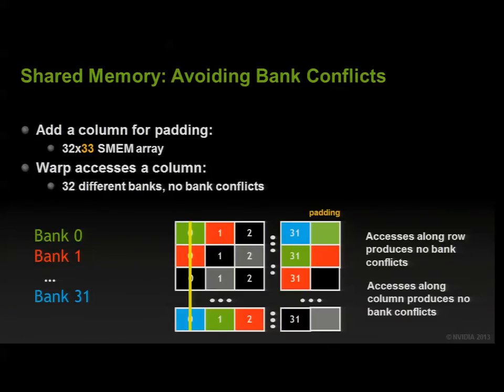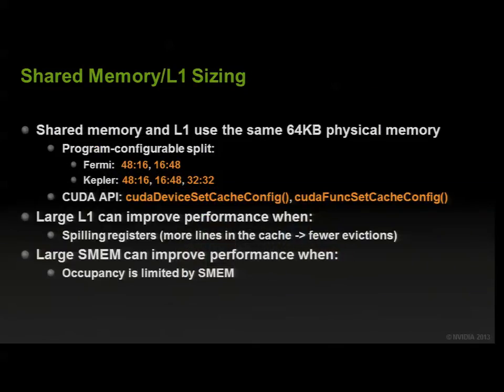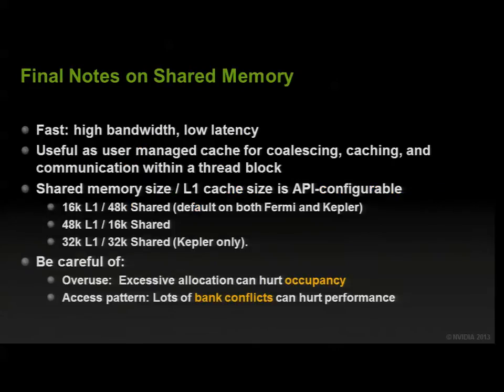The banks are organized in words, so in floating point, 4 bytes. I mentioned this is not relevant for Kepler.